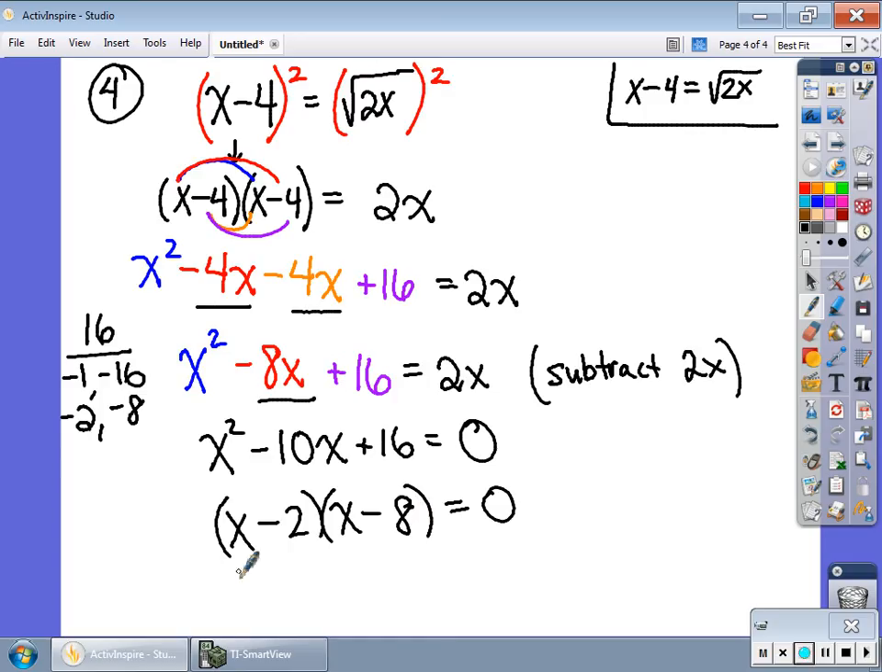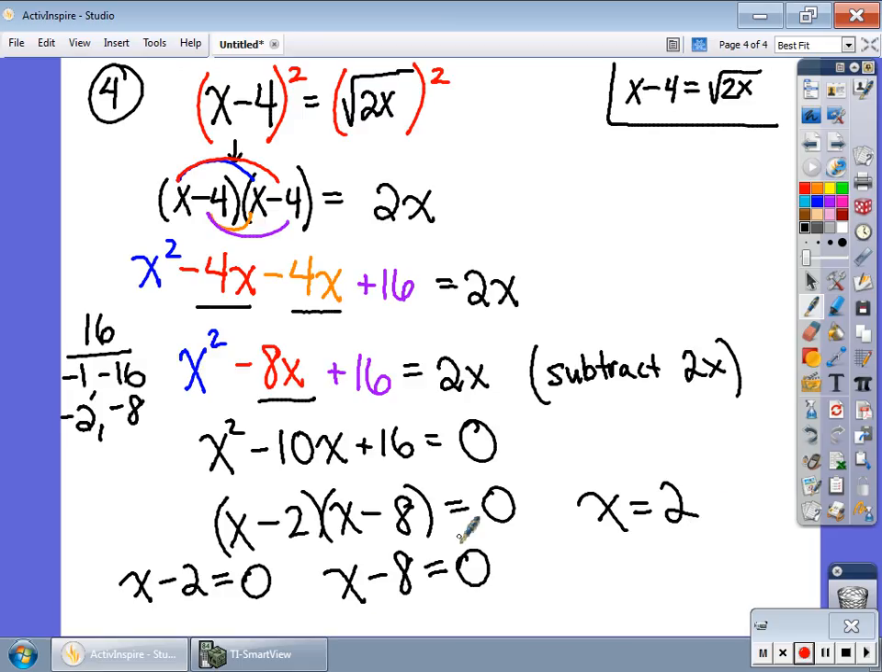Now what we're going to do is set each piece equal to 0. So right here, x minus 2 is equal to 0. And then x minus 8 equals 0. And so from right here, if we add 2 to both sides, x is equal to 2. From right here, if we add 8 to both sides, x is equal to 8. And now we're going to check our answers.